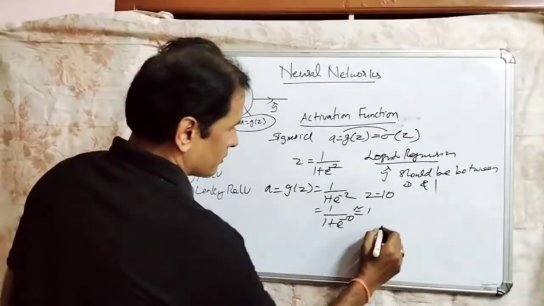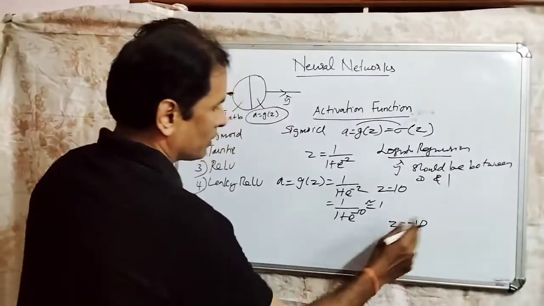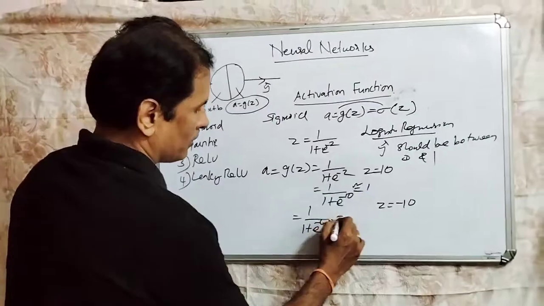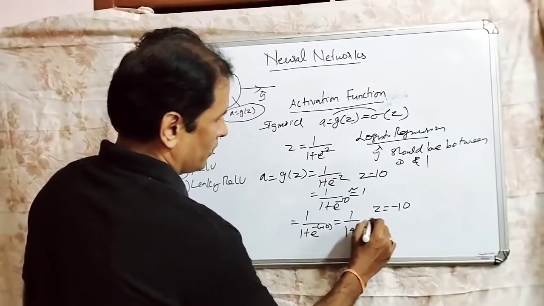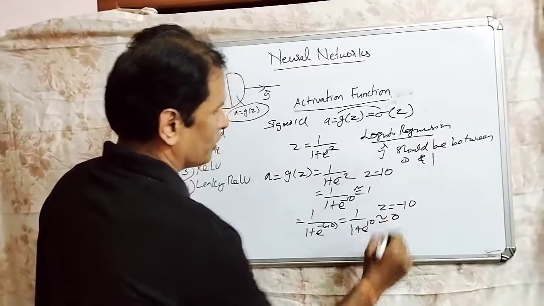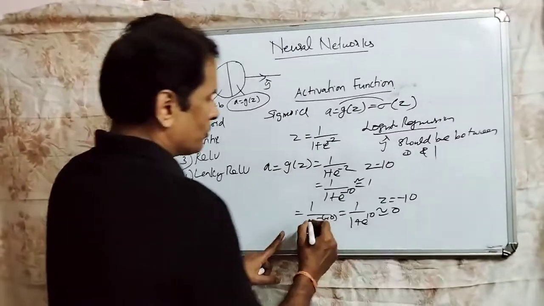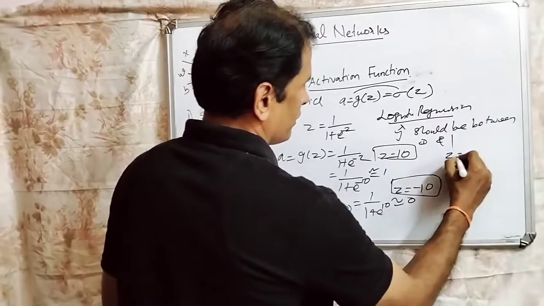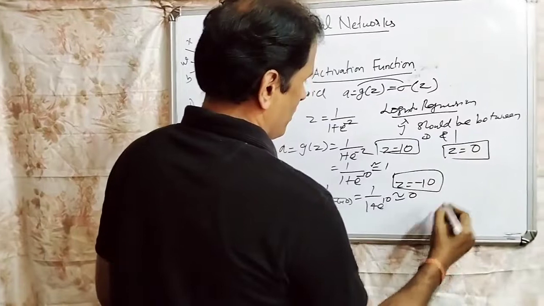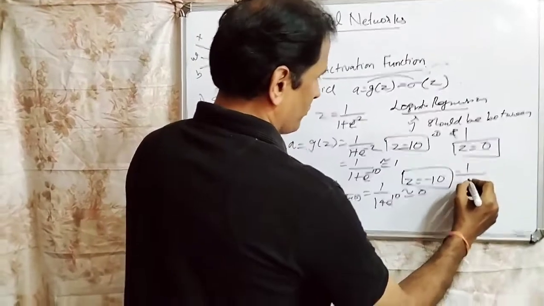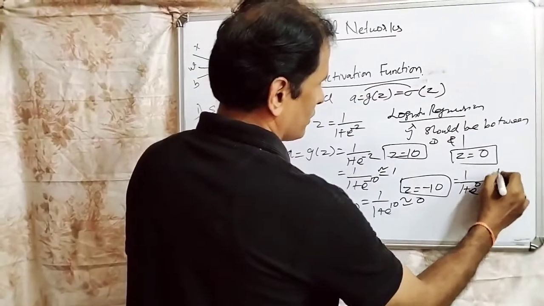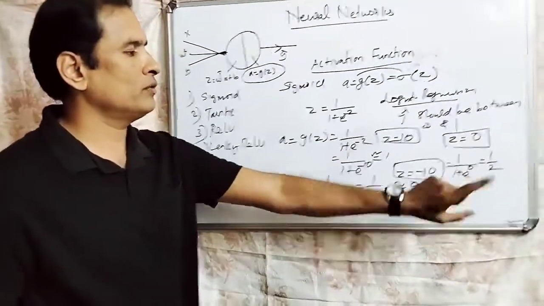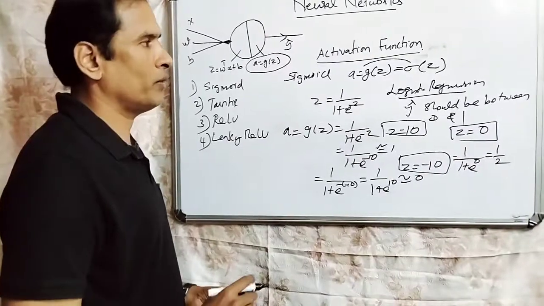Suppose I am substituting a negative value, z is equal to minus 10, then you will get 1 by 1 plus e power 10, which is approximately equal to 0. Suppose I assume z is equal to 0, then my sigmoid function will become 1 by 1 plus e power 0, which is 1 by 1 plus 1, that is 1 by 2.